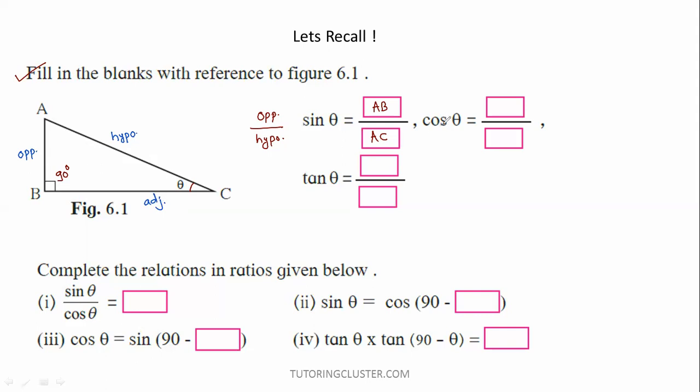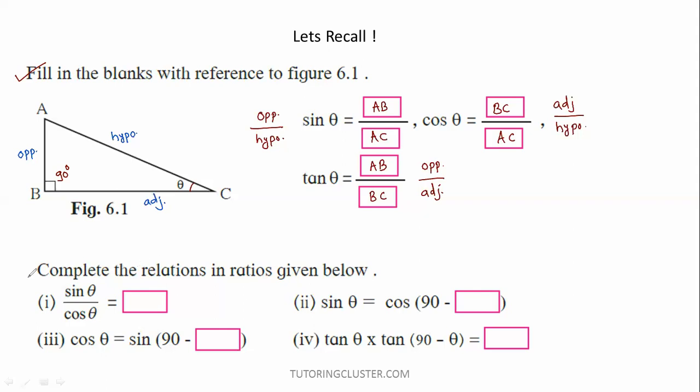Now, how do we define the cosine function? It is defined as adjacent side to that of hypotenuse side. So what is the adjacent side? BC. And what is the hypotenuse side? It is AC. Now third is the tan function. It is defined as opposite side to that of adjacent side. So with respect to theta, what is the opposite side? AB, divided by what is the adjacent side? BC. Okay, so hope you have remembered this basic definition.